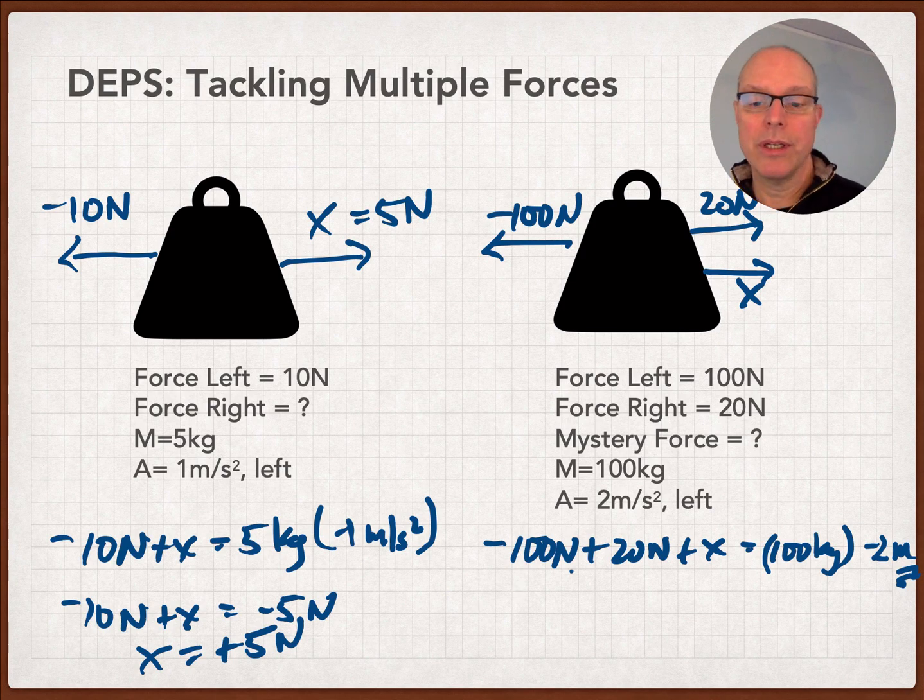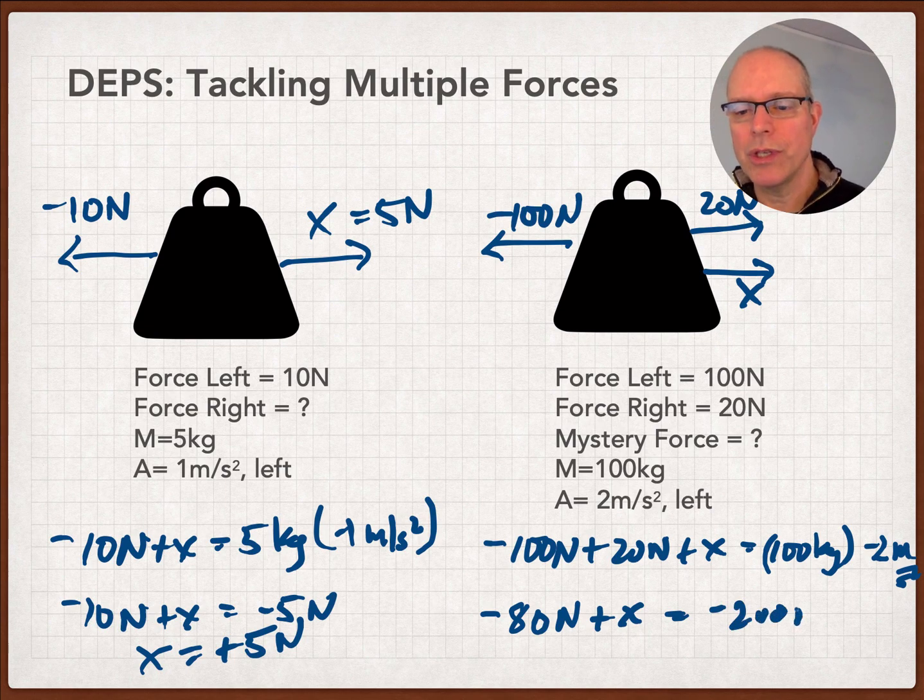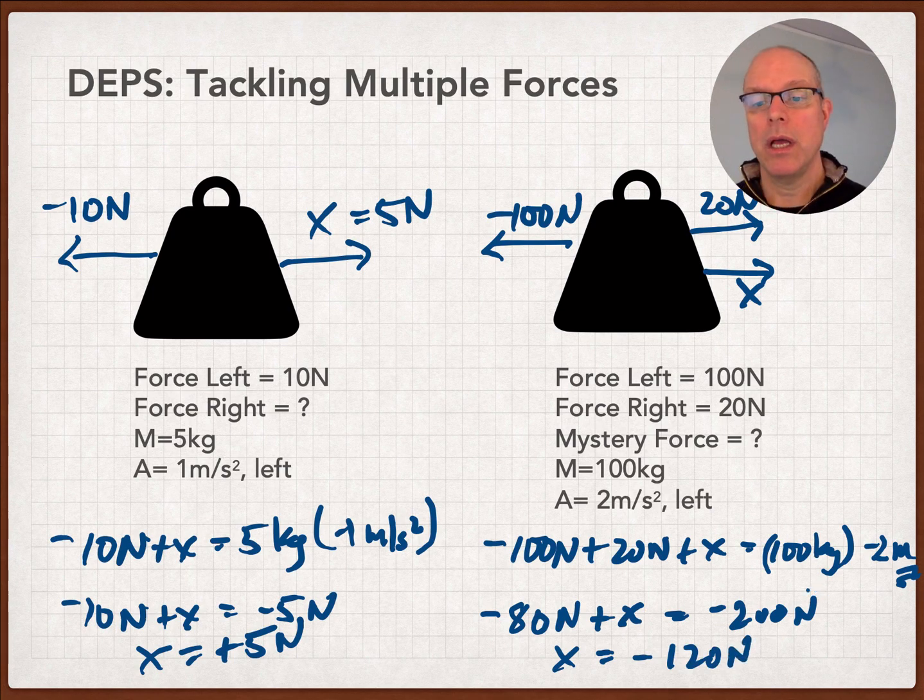Work it all out. I can collapse these down and give myself a little more space to write. This is -80 newtons plus x. And if I multiply these two guys over here, I get negative 200 newtons. And add positive 80 to both sides, and I'll get x equals negative 120 newtons. So what does that mean? Oh, it means that the force that was unknown was actually on this side, and it was actually equal to 120. Oh, it wasn't so hard, right? Anyway, that's how you do it.